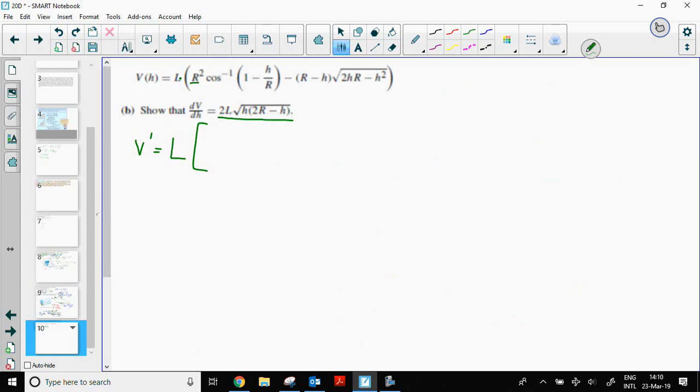Once again, R squared is a constant. So it'll be R squared times the derivative of inverse cosine of 1 minus H over R. So if we get out our formula books, we can be reminded that the derivative of inverse cosine of x is equal to negative 1 over the square root of 1 minus x squared. We're going to use that here. Instead of x, though, we're going to have to use the chain rule. Instead of x, we've got 1 minus h over r.